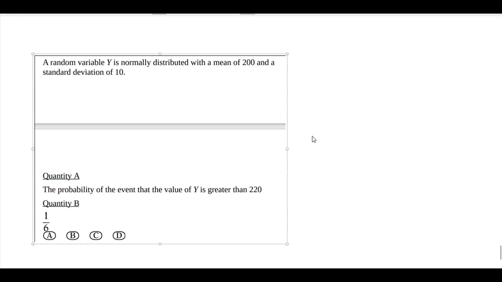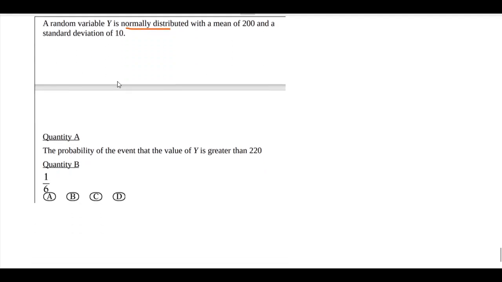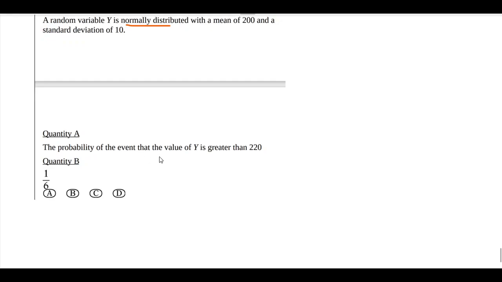Okay, let's see what this question has to say. It's saying a random variable y is normally distributed. Okay, so I'm seeing a bell curve over here with a mean of 200 and a standard deviation of 10. The probability of the event that the value of y is greater than 220, and so on.